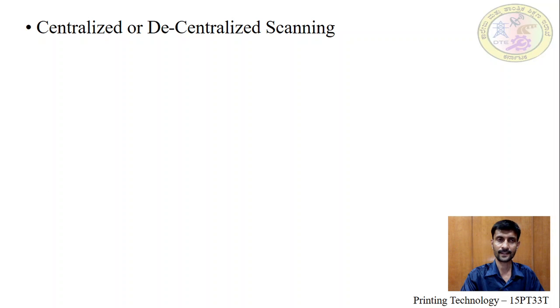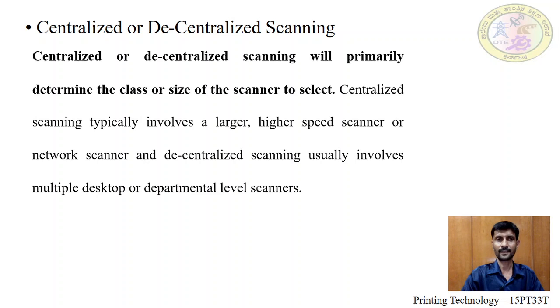Centralized or decentralized scanning primarily determines the class or size of the scanner to be selected. Centralized scanning typically involves larger, higher speed scanners or network scanners, and decentralized scanning usually involves multiple desktop or departmental level scanners, which means the centralized scanner is accessed by a number of people at high speed, so it may give good quality output and compatibility with the network.